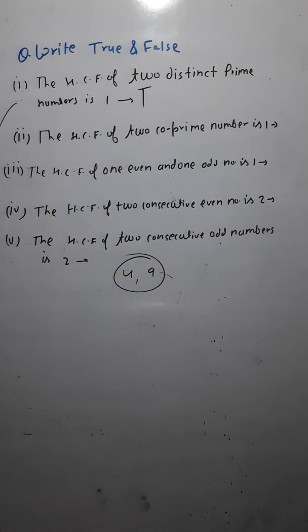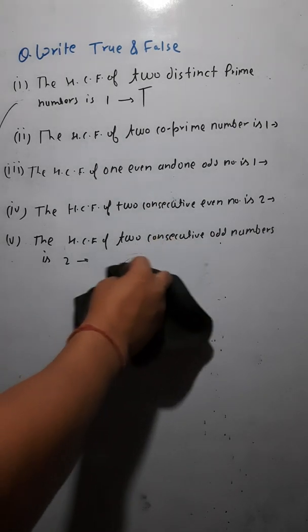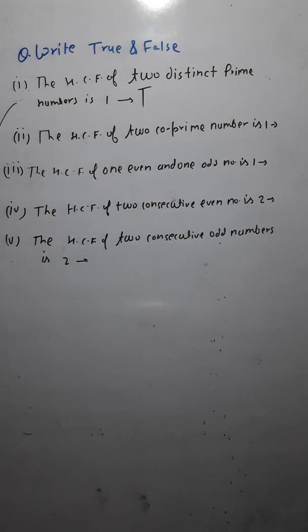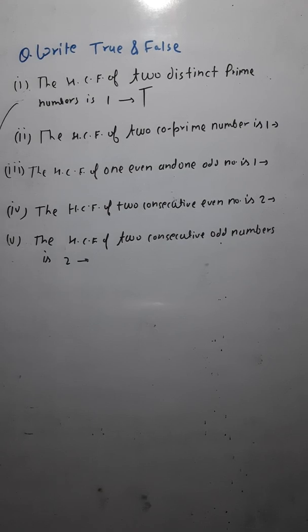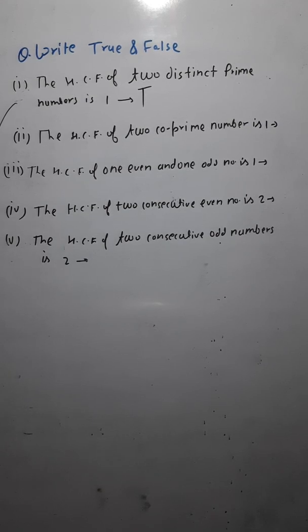Just tell me whether these are co-prime numbers or not. How would you tell whether the given numbers are co-prime numbers or not? Two numbers are known as co-prime numbers. Remember this.